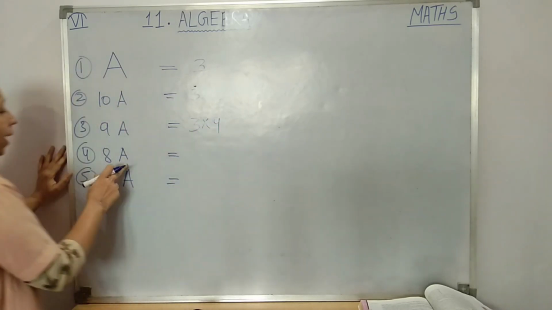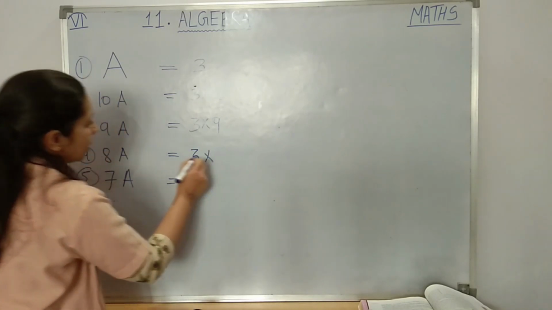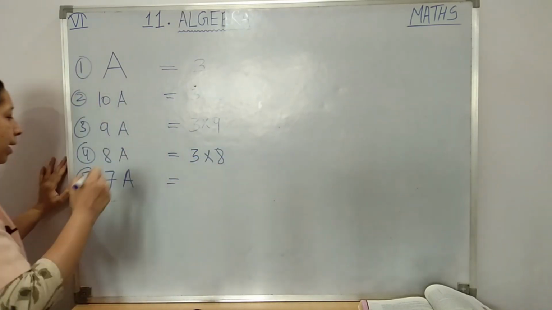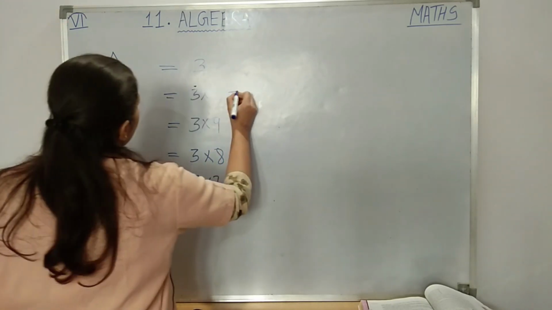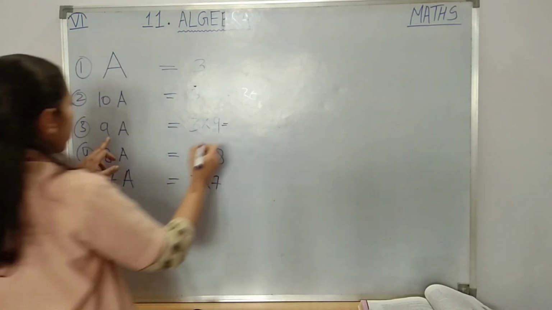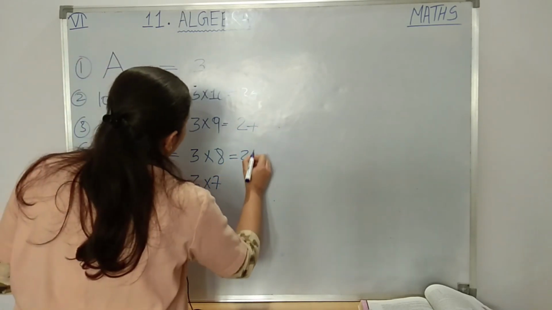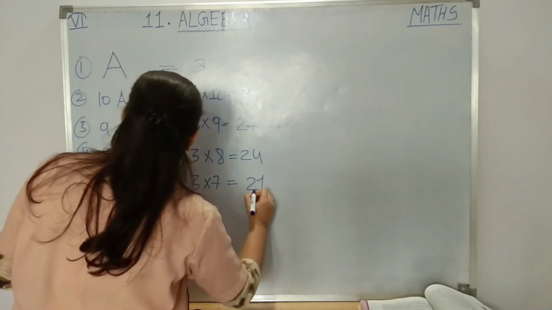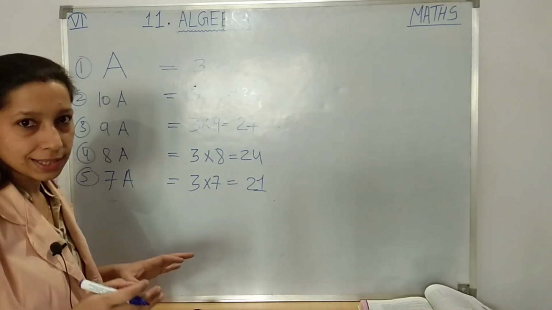Then if I want to make 8 A shapes, again for 1 A, 3. You want to make 8 A's, multiply. Then 3 into 7. Let us see. For 10 A's we will require 30 matchsticks. For 9 A's we will require 27 matchsticks. For 8 A's we will require 24 matchsticks. For 7 A's we will require 21 matchsticks. Isn't it, students? This thing is clear.